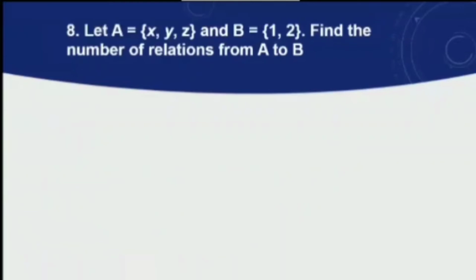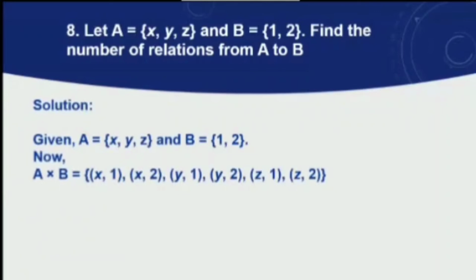The eighth question is, A is given as {x, y, z} and B is given as {1, 2}. Find the number of relations from A to B. Number of relations from A to B. For A cross B, first find out the Cartesian product. First element of A with first element of B, that is x1, then first element with second element, x2, then y1, y2, z1, z2. This is the Cartesian product.